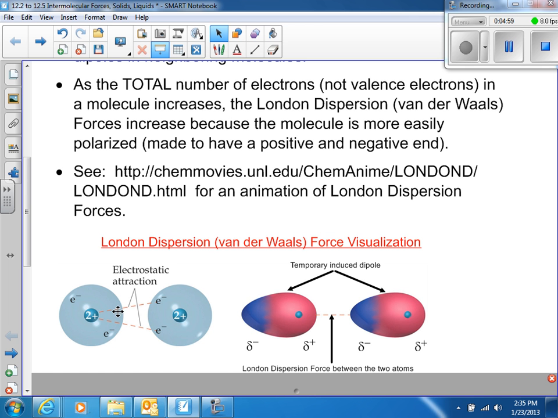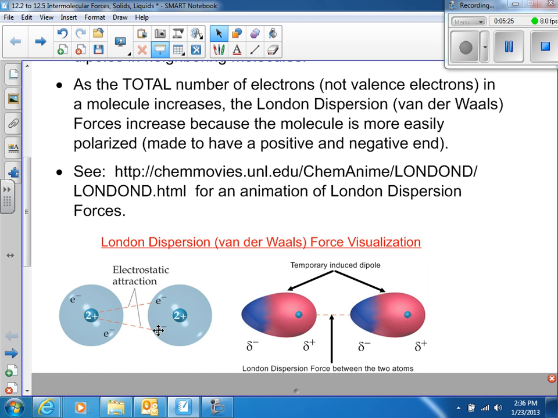Okay, so here we have a helium atom. And this positive charge on one helium atom, it's the nucleus of the helium. It's got a +2 charge. And there's 2 electrons in there, so overall this whole thing is neutral. But these electrons might be slightly attracted to this +2 because this electron right here might move over to the other side just randomly as it's moving around.